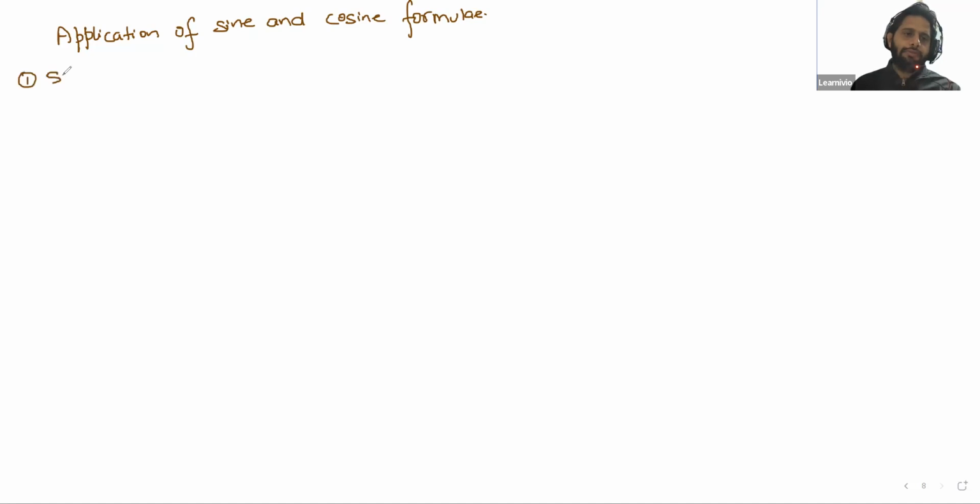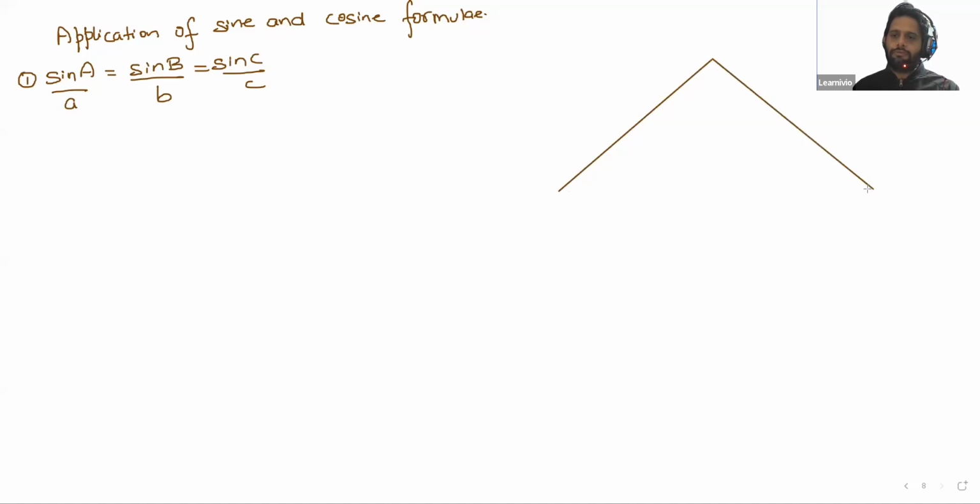First, we have this formula: sin A by a is equal to sin B by b is equal to sin C by c. So what is this? We have a triangle. Here we have this angle A, this is B, and let this be C. The side opposite to angle A we will take as small a, side opposite to angle C we will take as small c, side opposite to angle B we will take as small b.